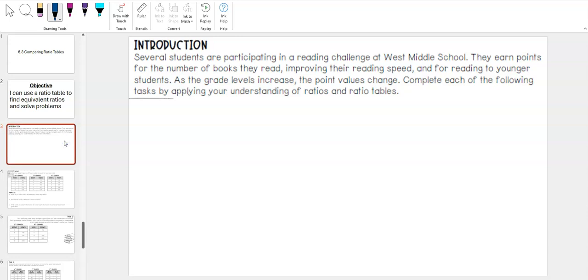All of the questions in this lesson revolve around the idea that several students are participating in a reading challenge at West Middle School. They earn points for the number of books they read, improving their reading speed, and for reading to younger students. As the grade levels increase, the point value changes. We're going to complete each of these little tasks by applying our understanding of ratios and ratio tables.